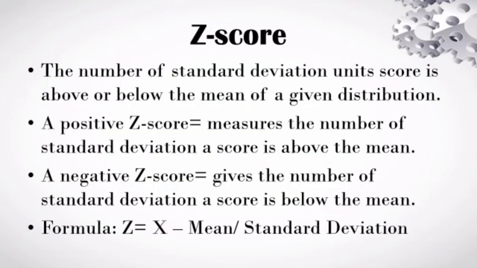Next is the z-score. The number of standard deviation units a score is above or below the mean of a given distribution. A positive z-score is equal to the measure of the number of standard deviations a score is above the mean. A negative z-score gives the number of standard deviations the score is below the mean, and the formula is z is equal to x minus mean over standard deviation.